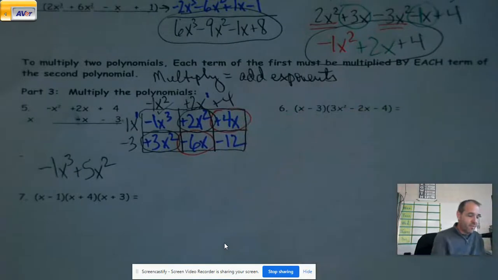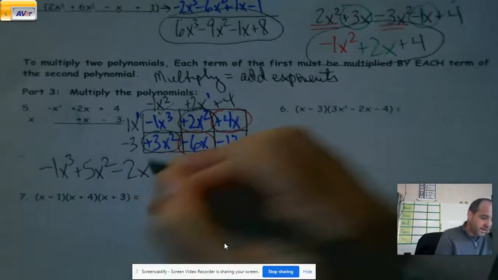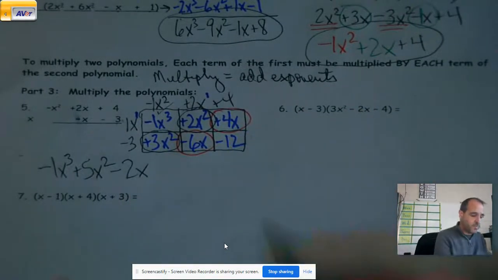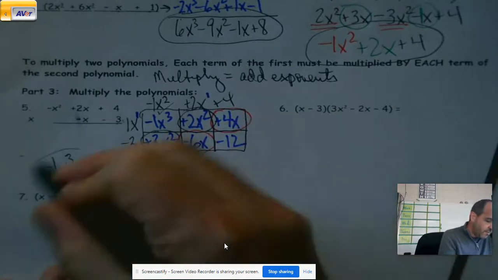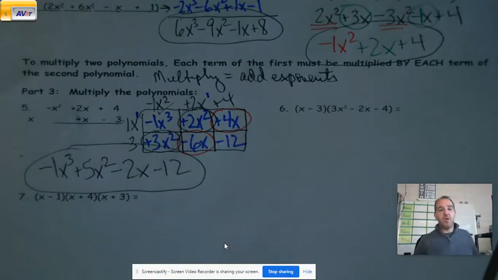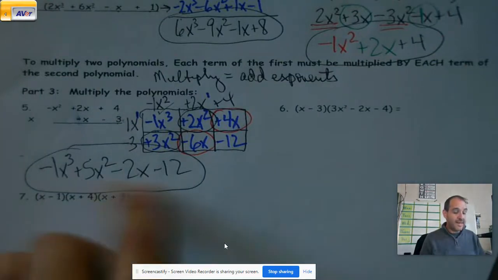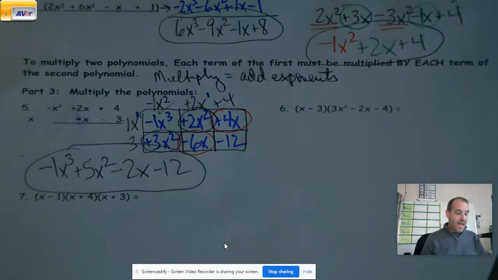Negative 6 plus 4, negative 2x, and the minus 12. Is it wrong if I don't put them in order, greatest to least, as far as my degree goes? No, but you know how picky some of these programs are. So again, we want to get it into standard form here. And so I'm going to do the same thing here on 6.